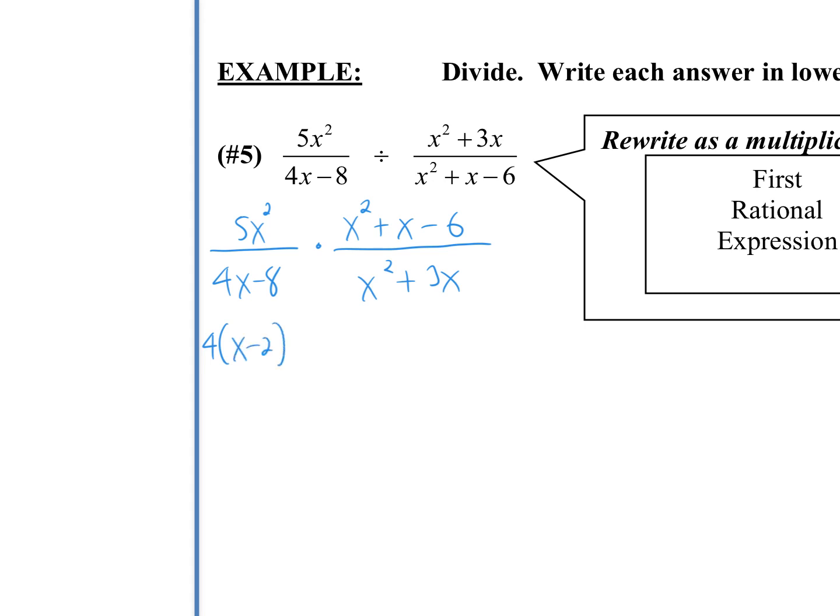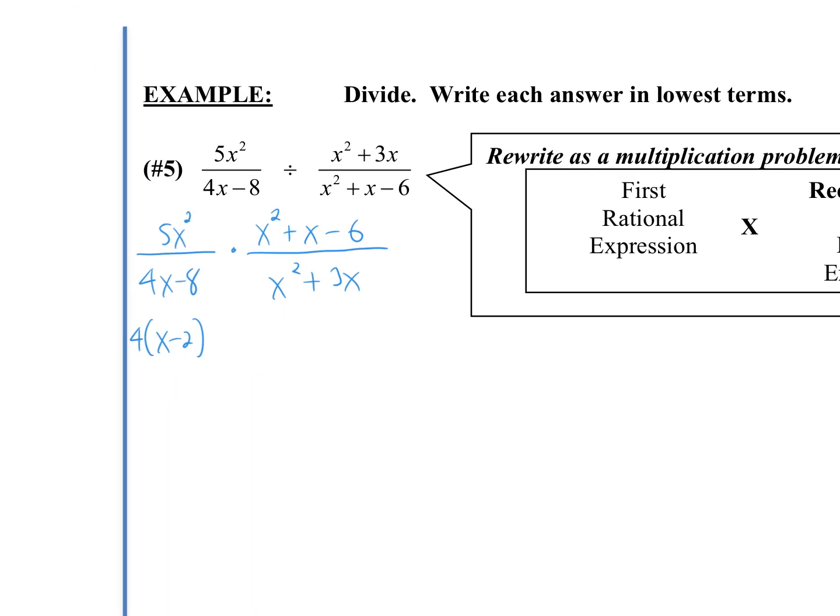Can we do any factoring inside the parentheses there or no? We can't. How about the top right? Is there a GCF? No. How many terms are there? 3. Is it a perfect square trinomial? No. Is it general factoring or trial and error? It's general factoring because it's 1x squared.